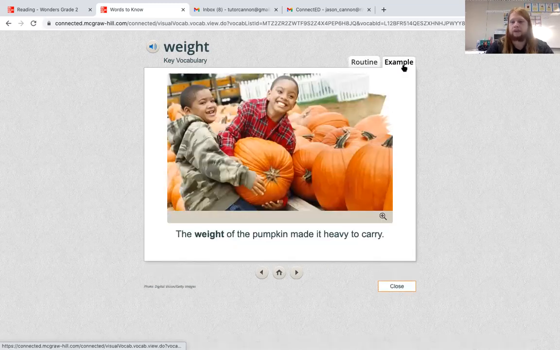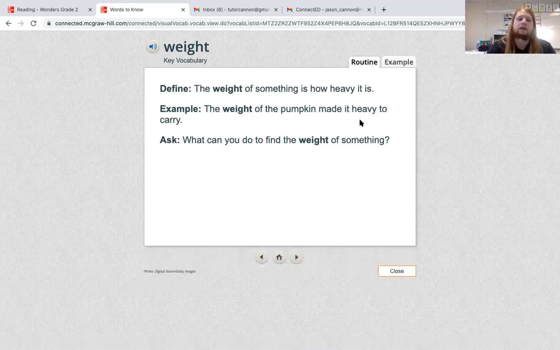Weight. Not like wait here, like weight, like how heavy something is. The weight of the pumpkin made it heavy to carry. The weight of something is how heavy it is. So like I was saying, these tables are really heavy. I can't lift one off the ground, all 4 legs, by myself. Maybe 2, but not all 4. Heavy. What can you do to find the weight of something? Well, you could use a bathroom scale if you're weighing yourself. The doctor can use a scale to weigh you. Yeah, pretty much scales. Scales will tell you how much something weighs.